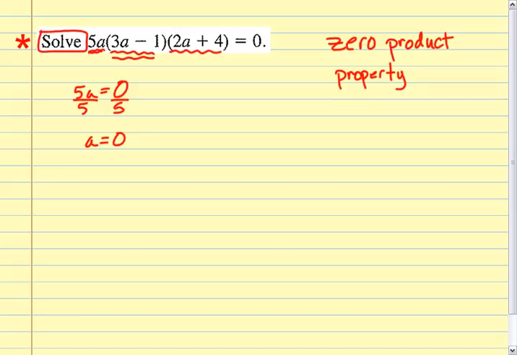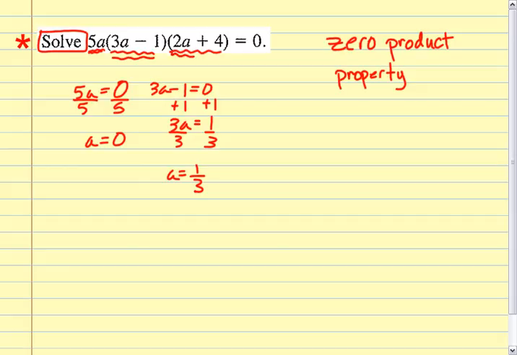What makes this one 0? Well, 3a minus 1 equals 0. I add 1 to both sides. I get 3a is equal to 1. Then I divide by 3, and I get a equals 1/3. Okay, if a equals 1/3, then the whole thing is 0.